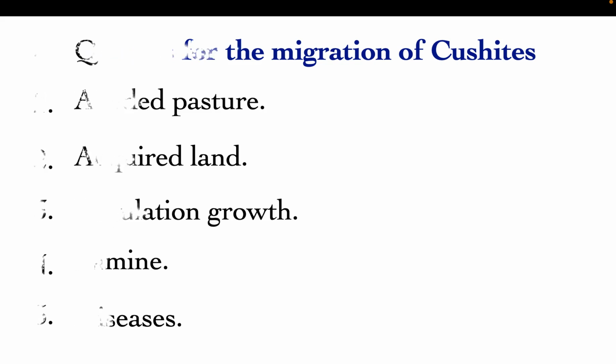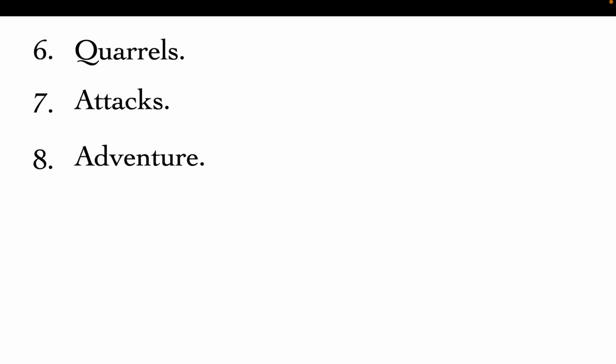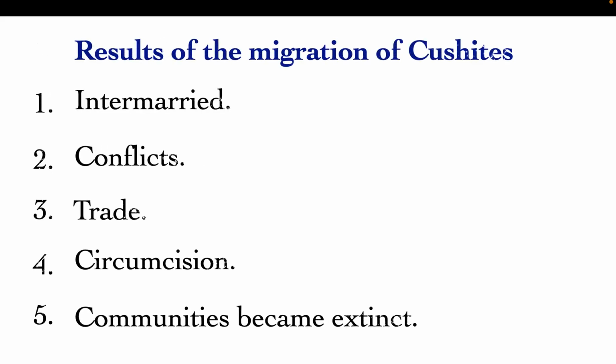Internal quarrels over land made migration necessary. Quarrels and attacks from their neighbors also contributed to the migrations. A spirit of adventure was another reason for migration. Results of the migration and the settlement of the Cushites.